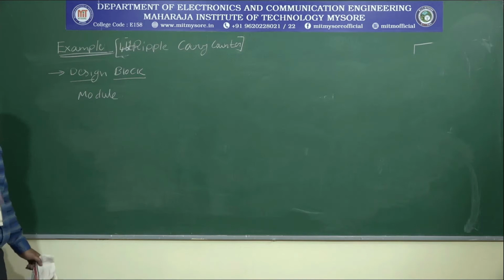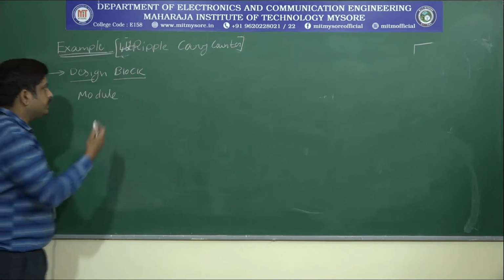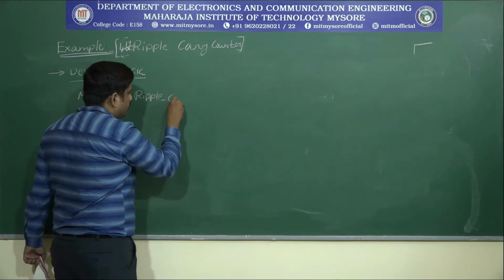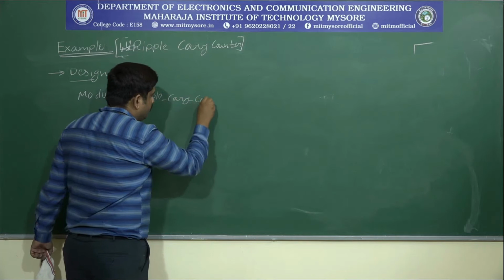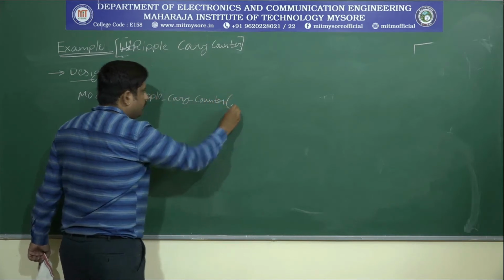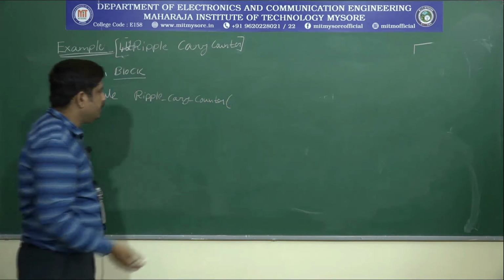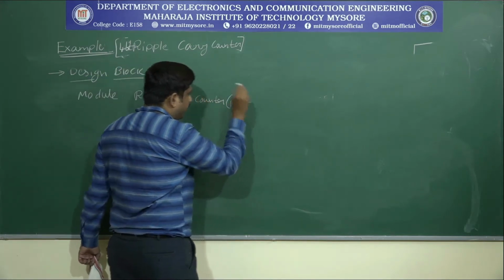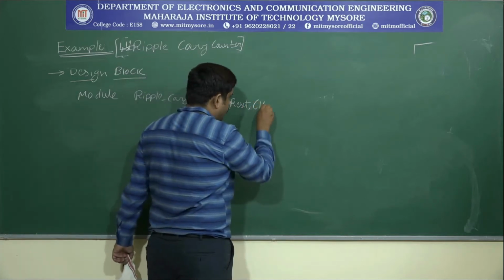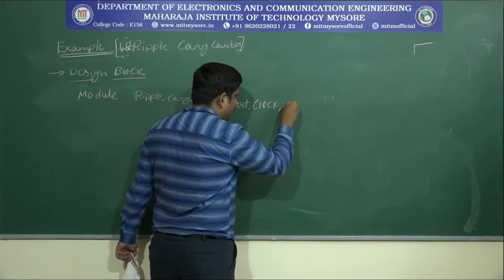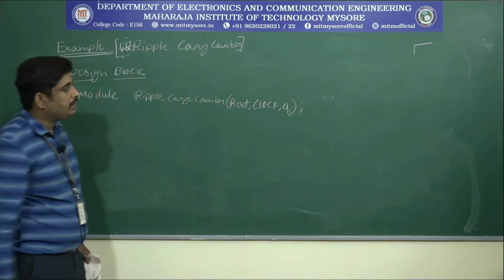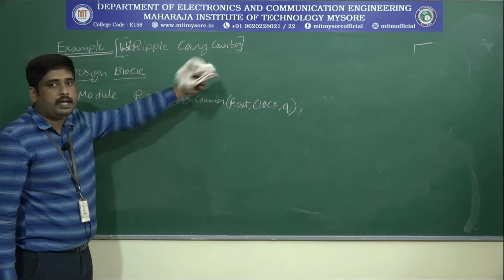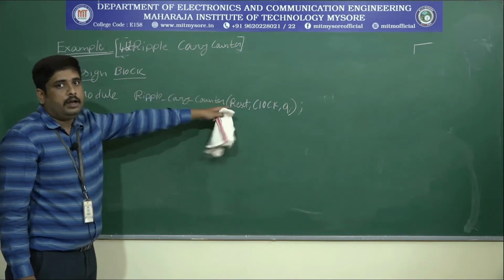The Verilog code always starts with module. The module name is a very important one. Name it as ripple_carry_counter. So we have to mention inputs and outputs here. We already defined the inputs with respect to the block diagram: reset is one input, then clock, and then Q. So these are all for the ripple carry counter. It's not for the T flip-flop and D flip-flop, it's only for the ripple carry counter.